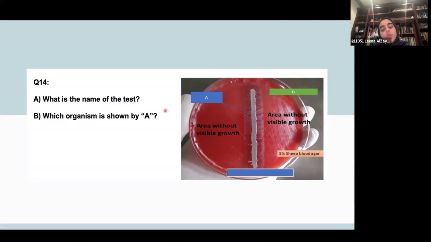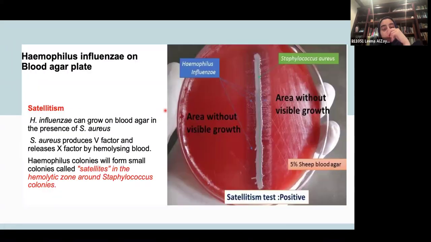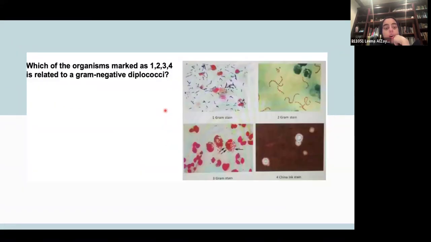So again, what's the name of the test? This is satellitism, and the organism shown in A is Haemophilus influenzae, in B, it's Staph aureus. Okay, this is a reminder. Gram-negative diplococci, which one? It's 3 because it's Neisseria meningitidis.